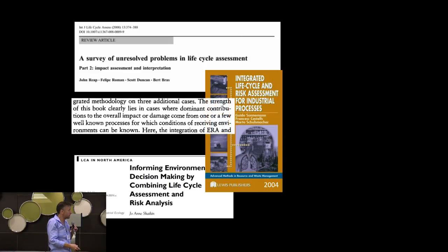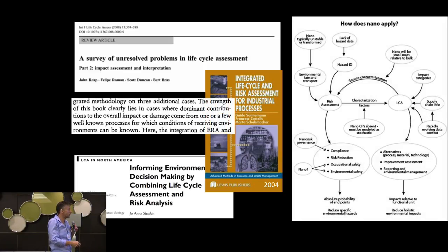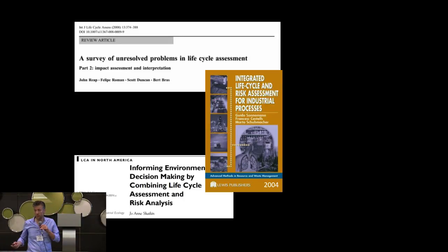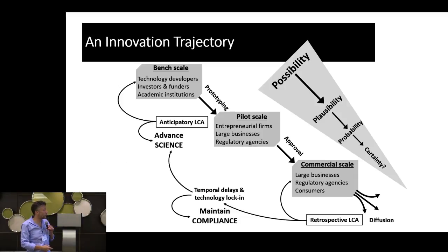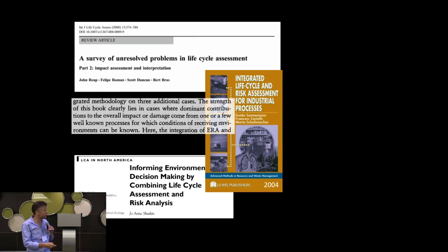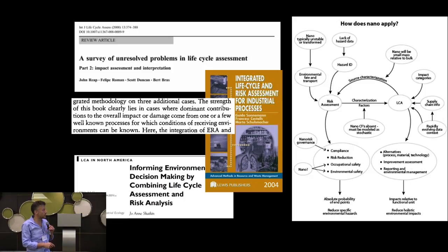There are primarily two tools for environmental assessment and decision making. One of them is life cycle assessment, the other is risk assessment. Neither of them work very well at the scale at which we want to operate in the upper left at the bench. So we looked at how life cycle assessment and risk assessment relate to one another, and we created this sort of knowledge flow chart on the right-hand side.